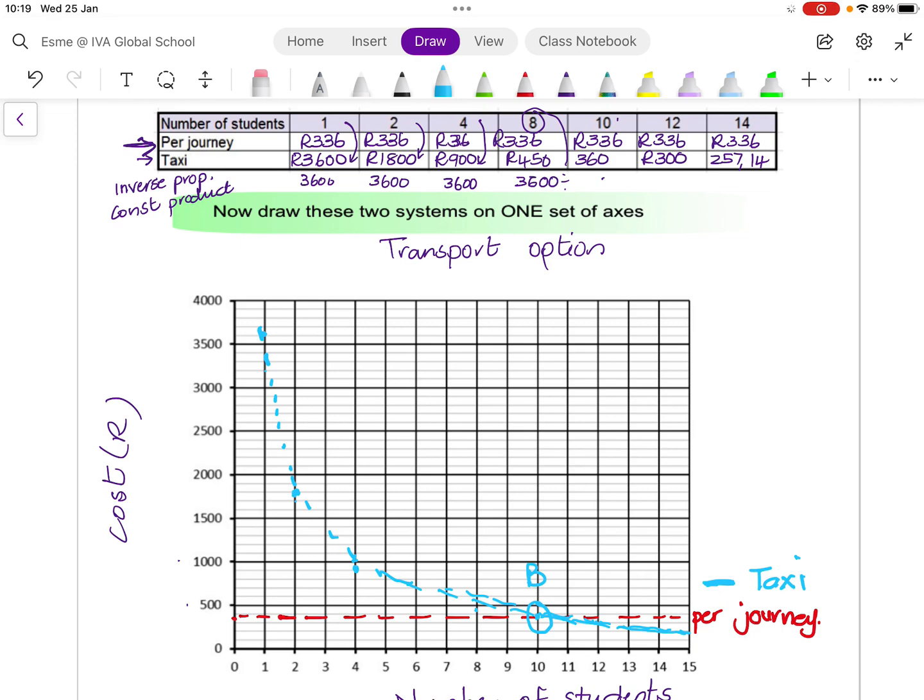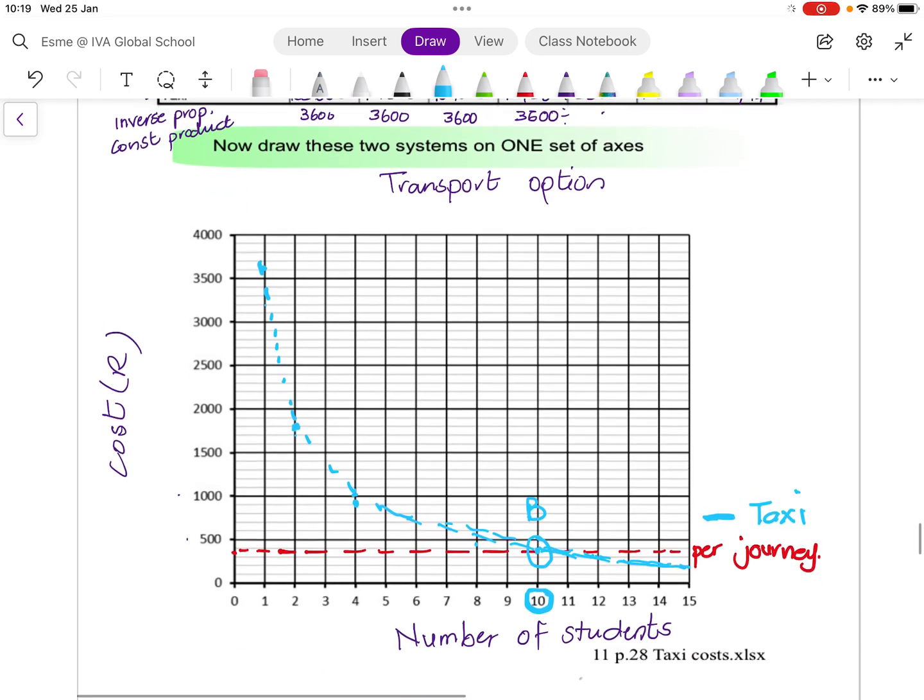So what does that mean? It means that if there are 10 students or 10 trips, it doesn't matter which journey or which option of transport you're going to take. So now, when is it cheaper? So up to number 10, up to 10 students, it is cheaper to go the per journey route. Thereafter, it becomes cheaper if I'm paying per taxi.